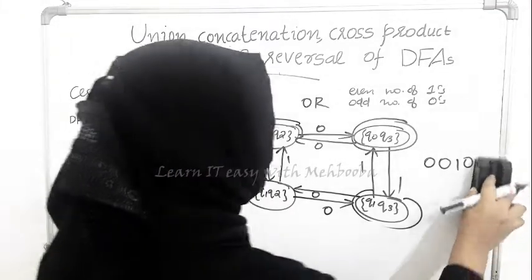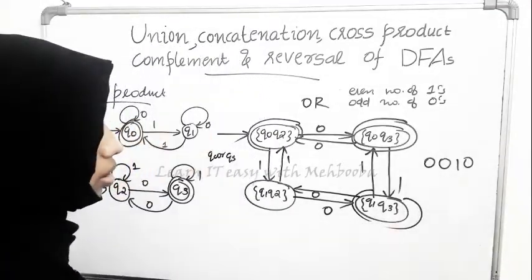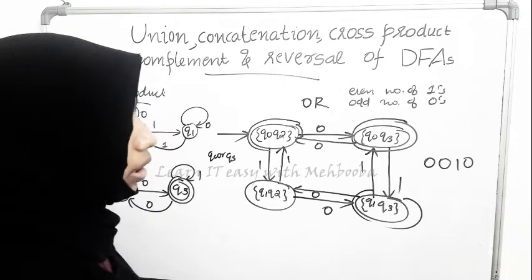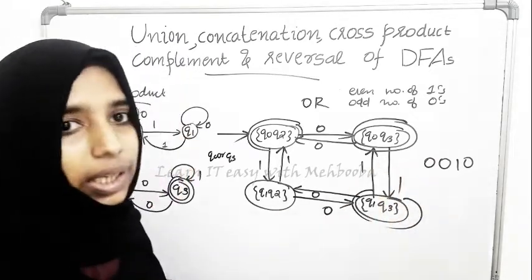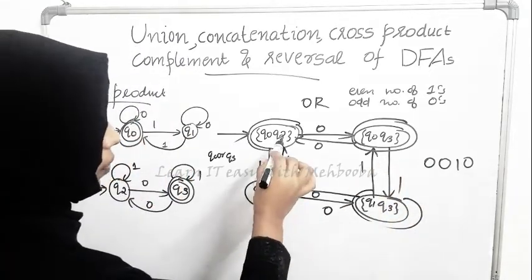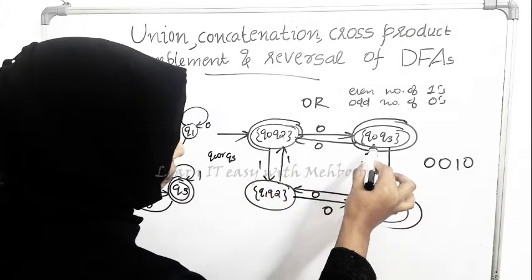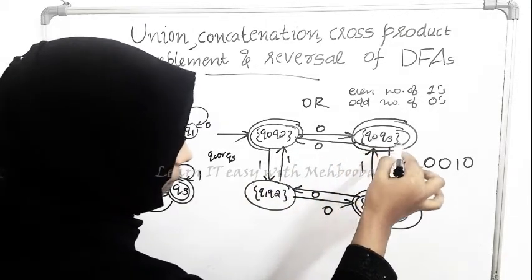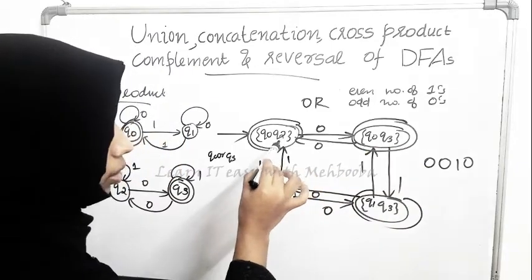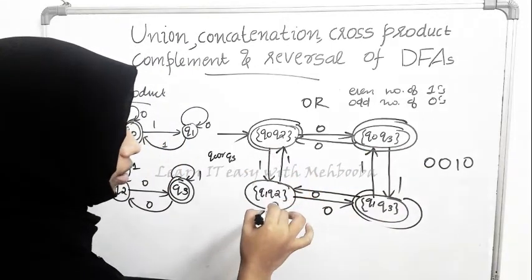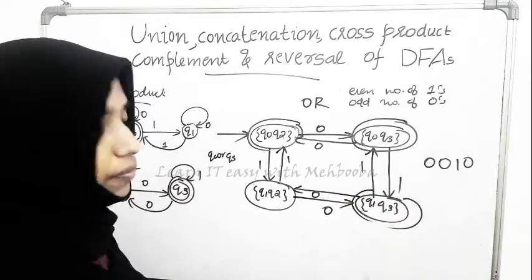Let's check with this question, that is 0, 0, 1, 0. It contains an odd number of zeros but doesn't contain an even number of ones. So when we have 0, it will take you here. When we have the next 0, you will be back here. When we have 1, we will be here. When we have 0, you will be here. That is the final state.